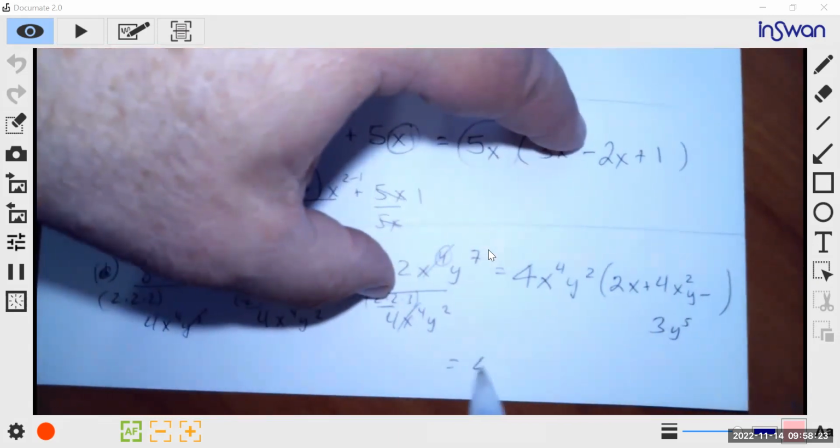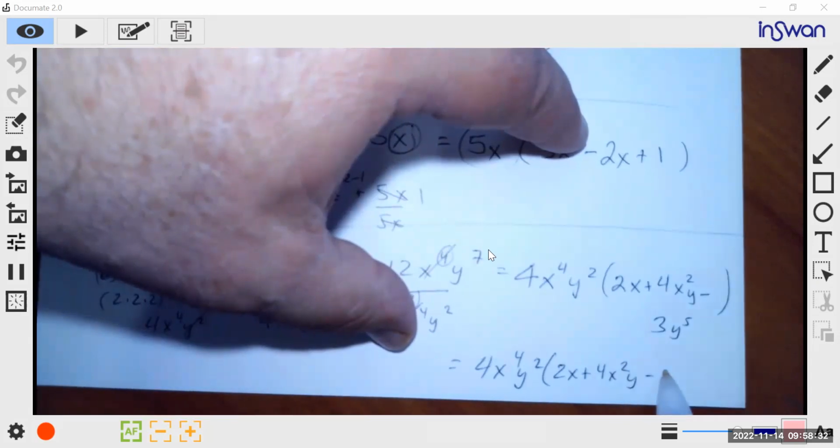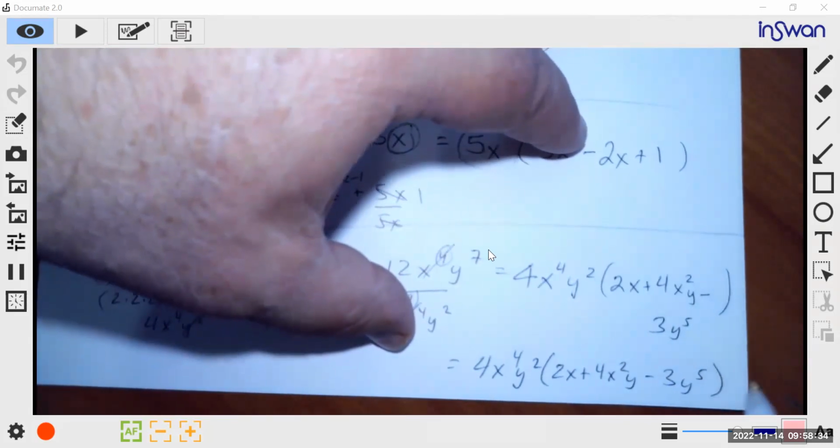The answer is 4x to the 4th y squared, 2x plus 4x squared y, 3y to the 5th. That's the answer.